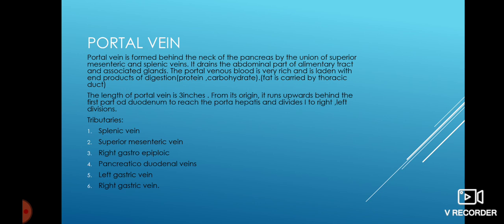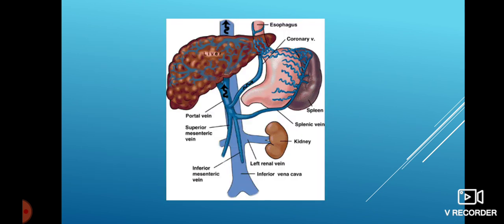The portal venous blood is very rich and is laden with end products of digestion like protein and carbohydrates, while fat is carried by the thoracic duct. The length of the portal vein is 3 inches. From its origin, it runs upwards behind the first part of the duodenum to reach the porta hepatis and divides into right and left divisions. Tributaries include splenic vein, superior mesenteric vein, right gastroepiploic, pancreaticoduodenal, left gastric vein, and right gastric vein.